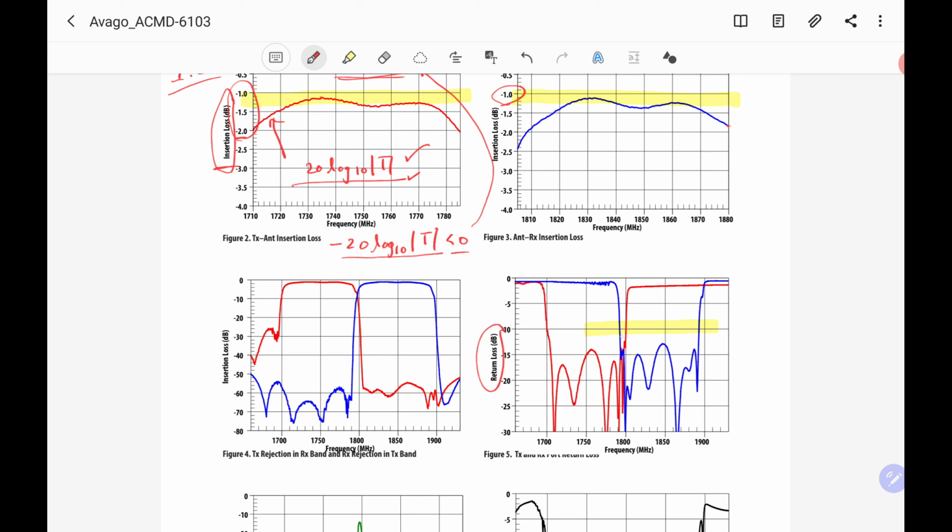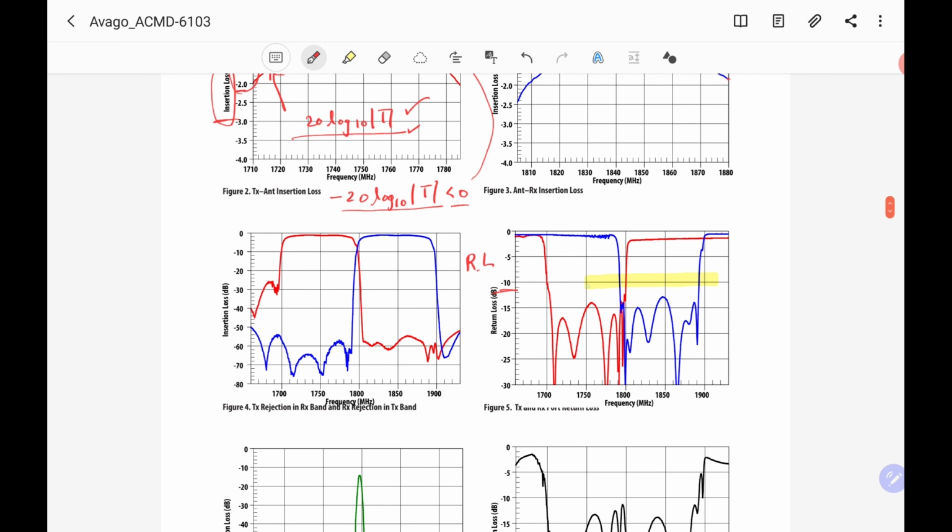So this blue is RX band. So for this case, return loss, right? So here you see minus 10 dB. So this minus comes from 20 log 10 R, right? Because this one is lower than 1, so this value is negative, right? So this negative value comes here. So we put minus 10.